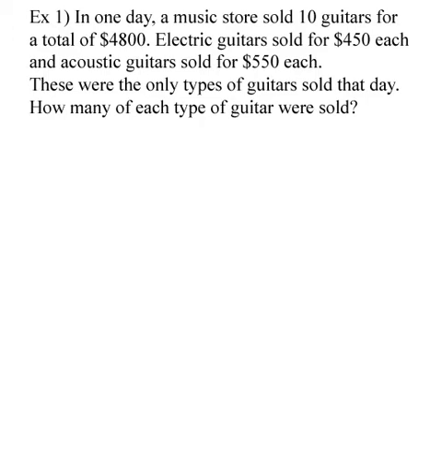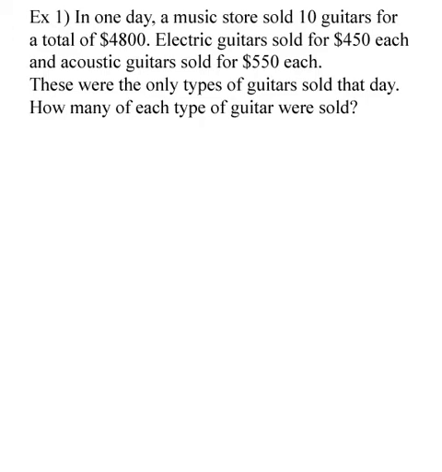It says, in one day, a music store sold 10 guitars for a total of $4,800. Electric guitars sold for $450 each, and acoustic guitars sold for $550 each. These were the only types of guitars sold that day. How many of each type of guitar were sold?